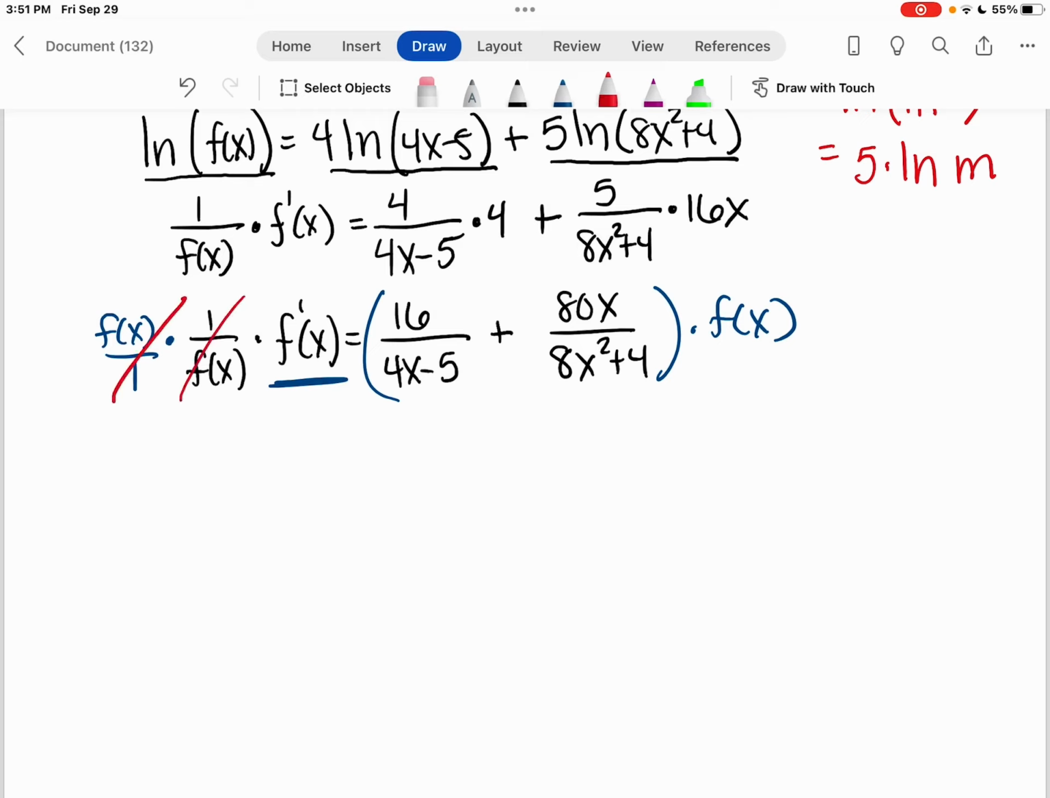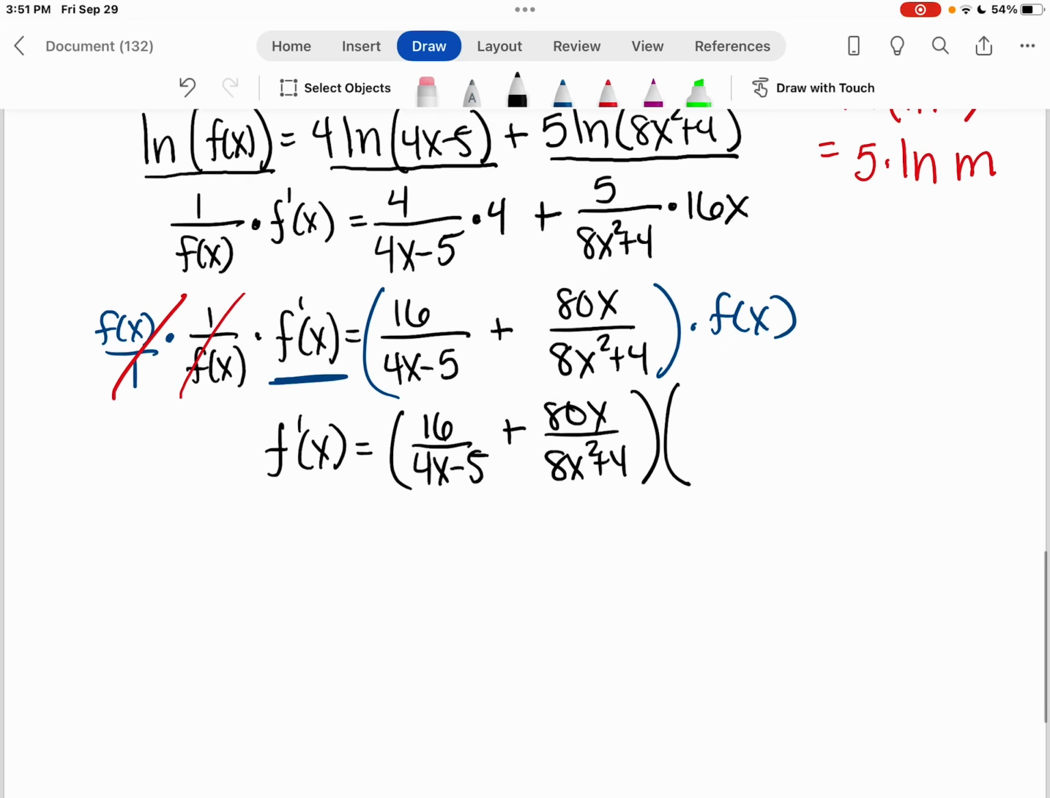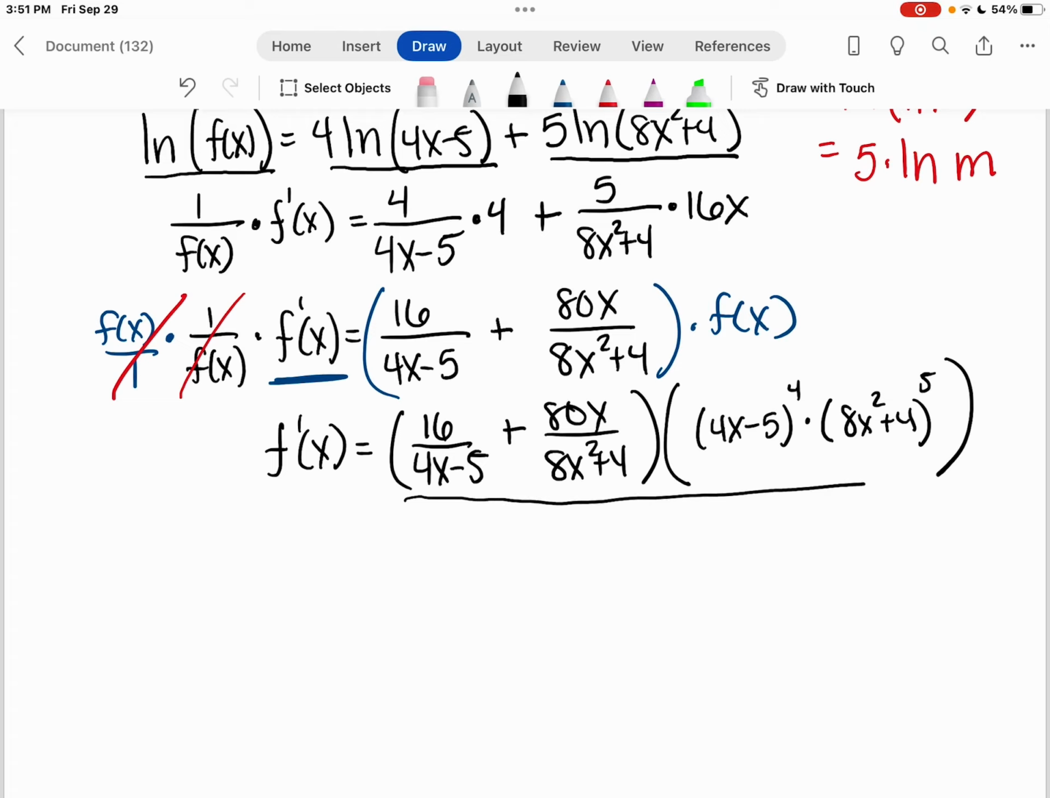So now that cancels, and I'm left with the derivative of f is equal to 16 over 4x minus 5 plus 80x over 8x squared plus 4, times f of x. The f of x, our function, was 4x minus 5 raised to the 4th times 8x squared plus 4 raised to the 5th. So here is our final answer for the derivative.